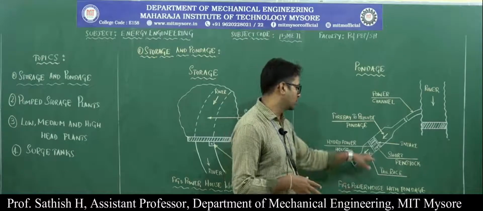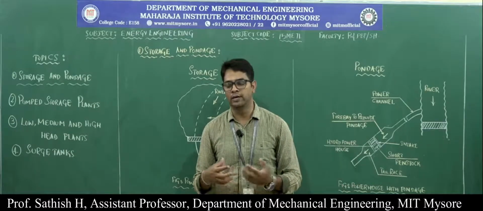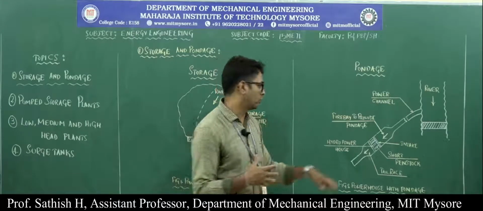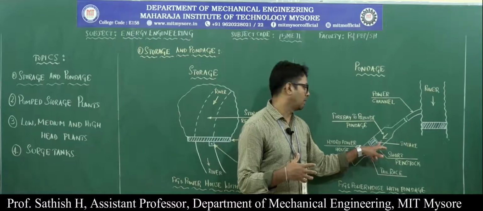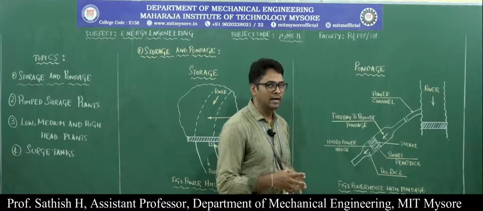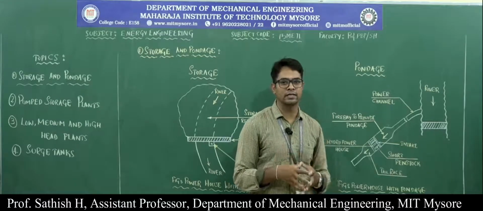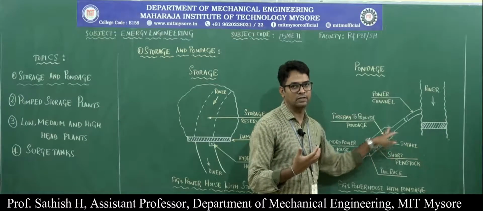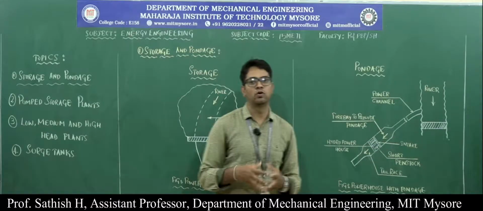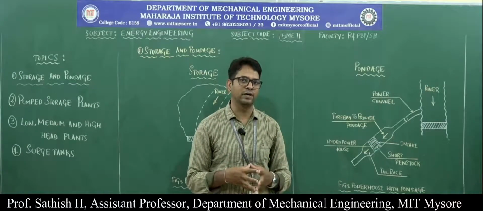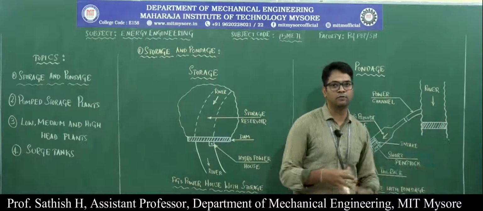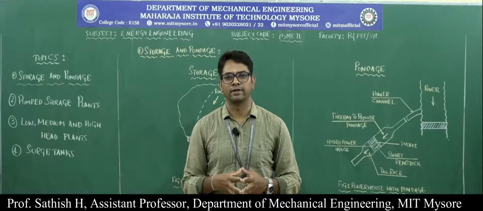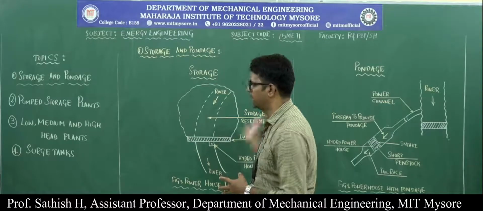And then, any load fluctuations on the turbine. If the load demand is very high, the turbine needs to work at higher speeds and it needs more water. This pondage will help to supply more water. And when the demand is very less, the load on the turbine is less, so the turbine needs less water. Then the excess water is stored inside this pondage. So when there are load fluctuations on the turbine, the pondage is very useful. And when the river flow is not uniform, then also this pondage is very useful. So that is about the storage and pondage.